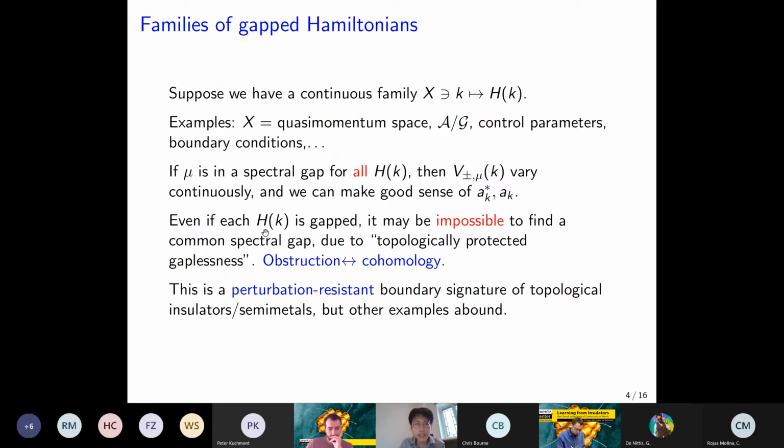But now you notice that even if each individual H K is gapped, it may be impossible to find a common spectral gap for the entire family. And this impossibility is not spurious. It's due to some obstruction, something which I like to call topologically protected gaplessness. In general, when you have this sort of protected obstruction, you would expect there to be some cohomology class which characterizes it. This is a perturbation-resistant boundary signature of a topological insulator or semimetal. This is typically where the examples arise from solid-state physics, but actually many other examples abound.